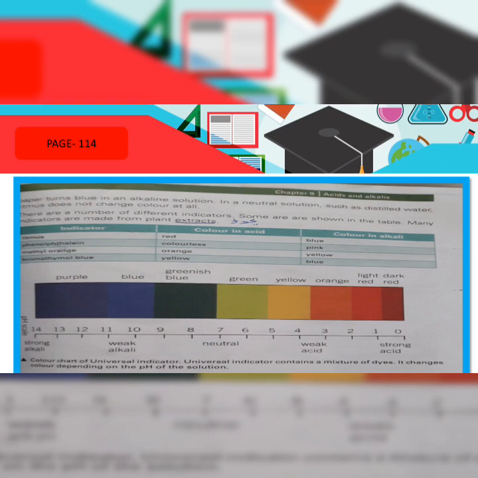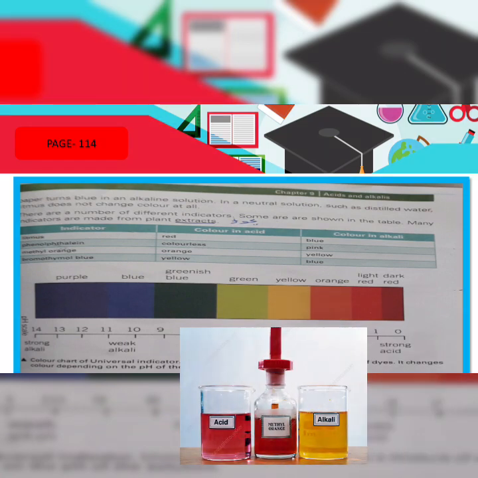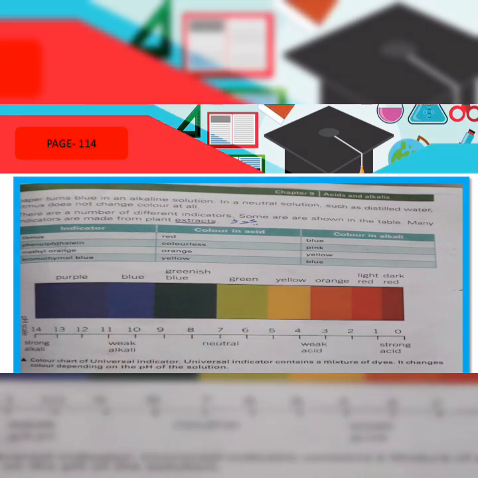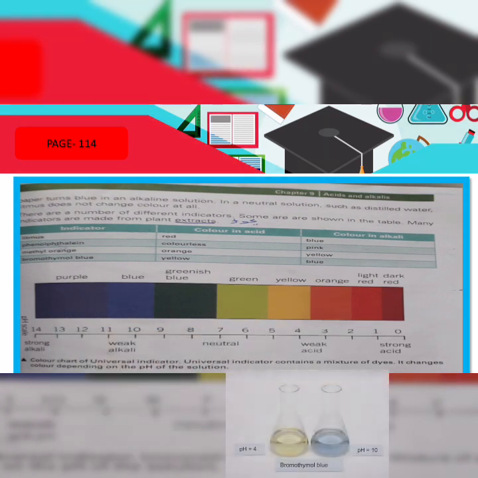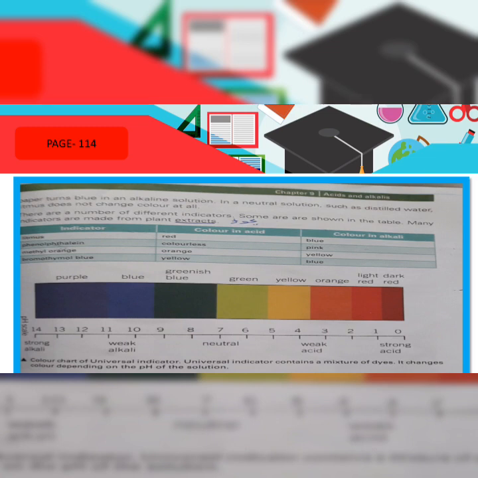So next one is methyl orange. Methyl orange is basically orange in acidic solution. On the other hand, it will show yellow color in the alkalis or basic solutions. Next one is bromothymol blue, which is yellow in acidic solution and blue in alkali solutions. So these all are different types of indicators which are used in the laboratories to test the presence of acid or base in different chemical reactions.